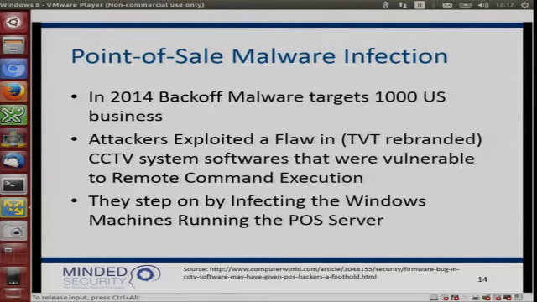Malware breached the CCTV systems, then after that they used the CCTV system to get into the point of sale. So they stepped on by infecting the Windows machines running the point of sale servers. So when someone steals your credit card, it could not be your fault. So probably you are using your credit card on a system that has been previously infected. So when you rent a car and someone enters the credit card on their system, if they are browsing the internet without protection, they could infect the machines, for example, or someone can infect those machines.